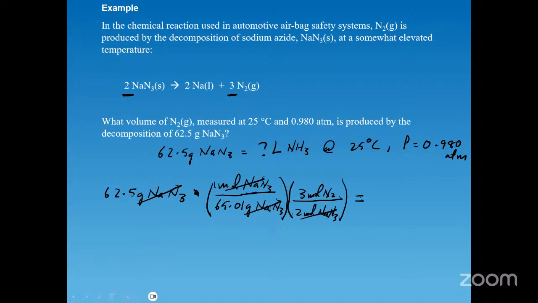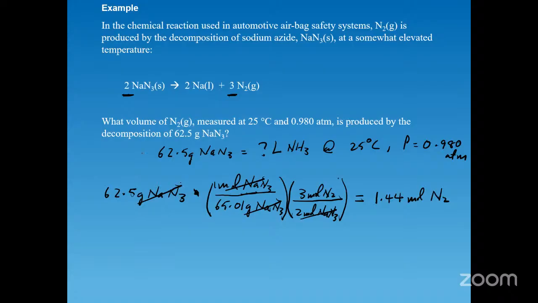So let me get my cheap calculator here to find the moles of nitrogen. That would be 62.5 divided by 65.01 times 3 divided by 2. And according to my calculation, this works out to be equal to 1.44 moles. And please, of course, as usual, check to make sure I'm doing the right thing, because I can be wrong. All right, so that's what I got so far in terms of the moles of nitrogen.